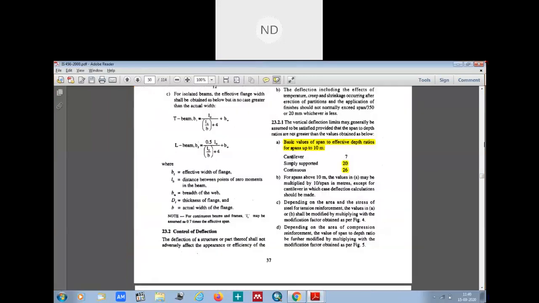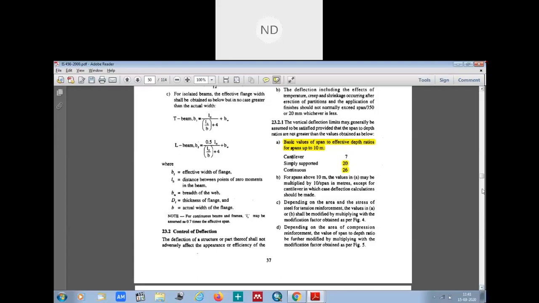If you go back to the IS code, from this clause we got the values of the span to depth ratio for spans up to 10 meter. The span to depth ratio for our continuous slab was 26.